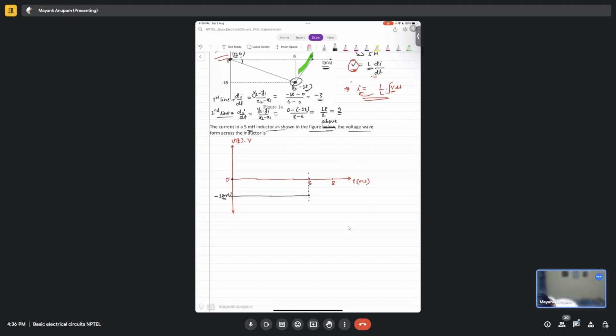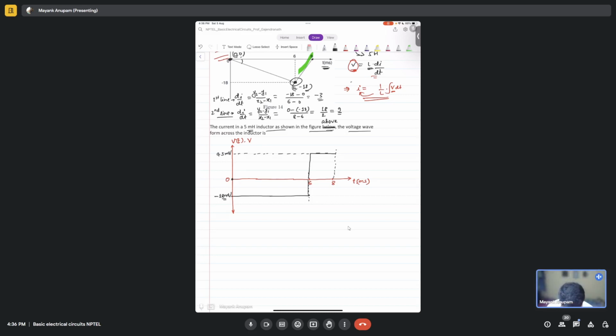So it will be somewhere here. Sorry, it is not up to scale, but I hope you get the idea. It is 45 millivolts here, and it suddenly jumps at this point. It will be only till 8. You understand?